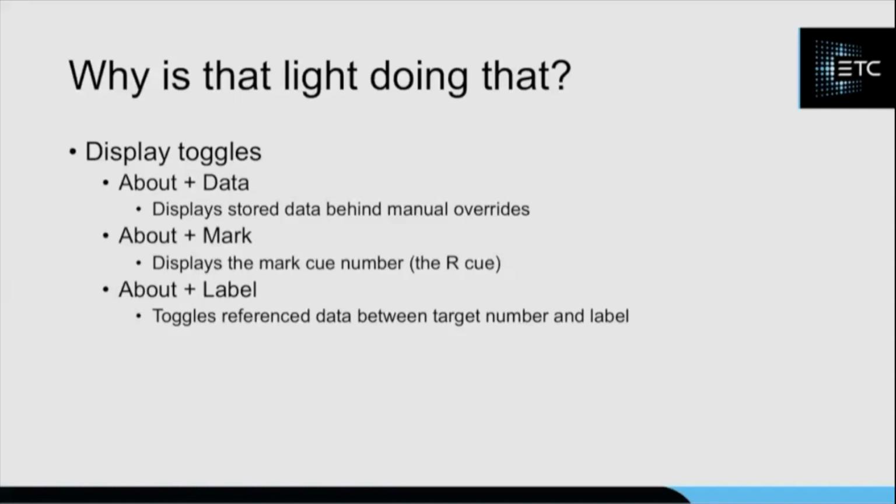And about and label will toggle reference data between the target number and the label. So in each of your views, you can set up whether for reference data, palettes and presets, do I want to see the number, color palette 15, or do I want to see the label, R80? You get to make that decision. Whatever you have the display set to, about and label will toggle it to the alternative view. These things are really handy when you're trying to answer questions about a lot of channels at one time.